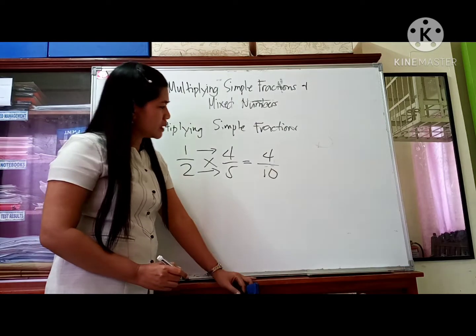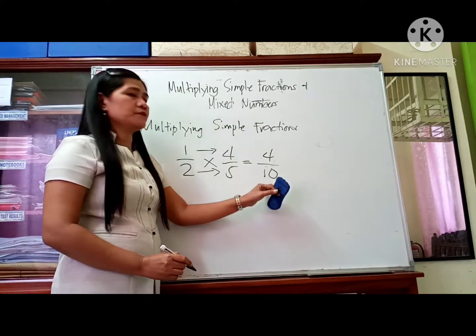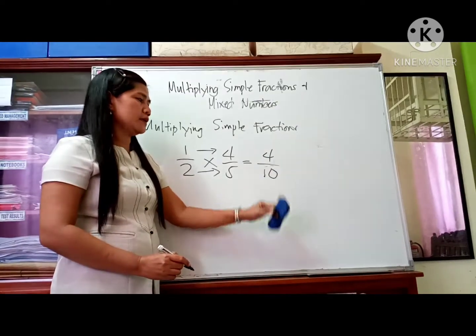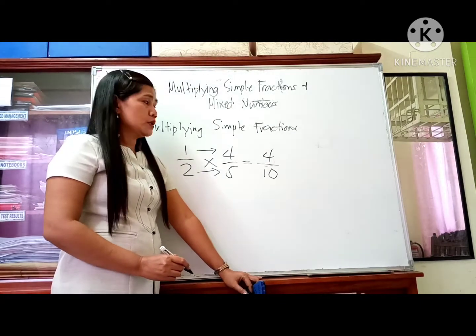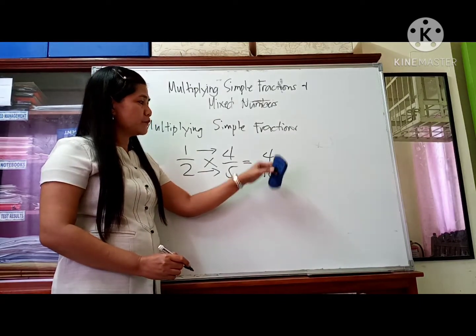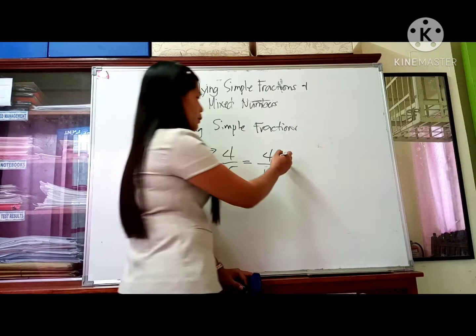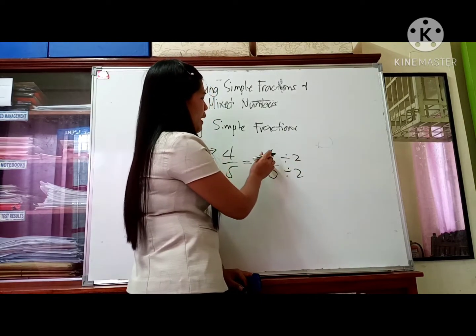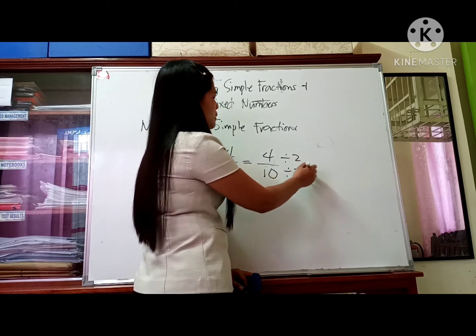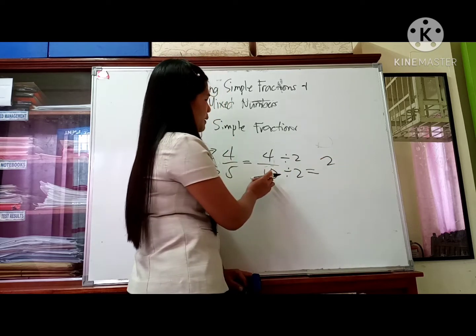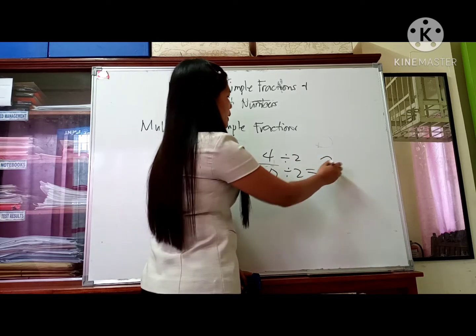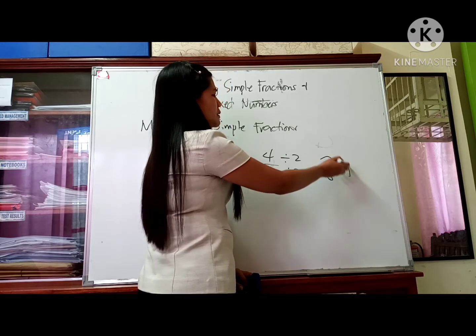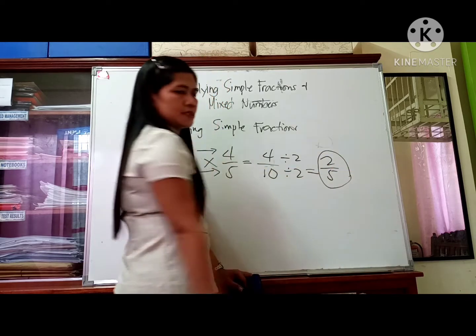So as you can see, the greatest common factor of 4 and 10 is 2. So you can divide both 4 and 10 by 2. So by the same number, divide by 2. So you have 4 divided by 2 is equal to 2, and then 10 divided by 2 is equal to 5. So your answer is 2/5.